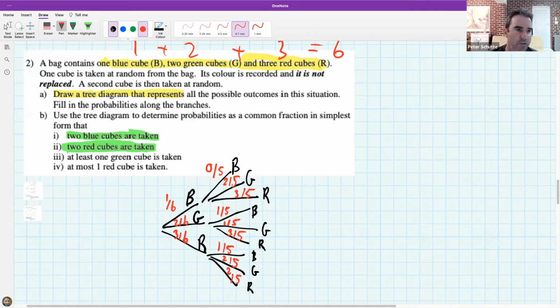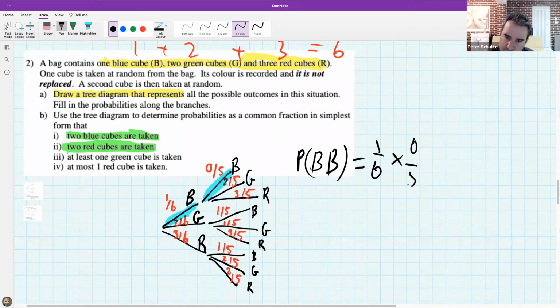Okay, so for the first one, we want to know what's the probability of getting 2 blue cubes. And you can see, I suppose logically it makes sense too. 1/6 times 0/5 is going to be 0. But it also makes sense logically in the sense that if you only have 1 blue cube and you take it out, what's the chance of getting a second blue cube? It's impossible. You can't, because there was only 1 to start with. What is the probability of 2 red cubes being taken?